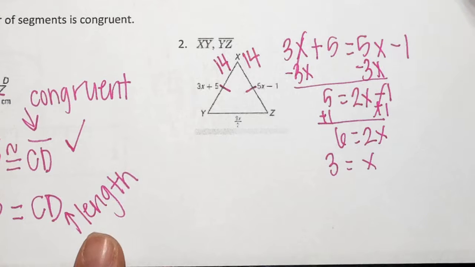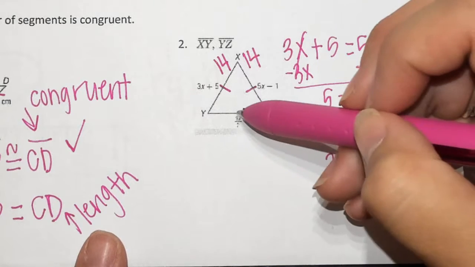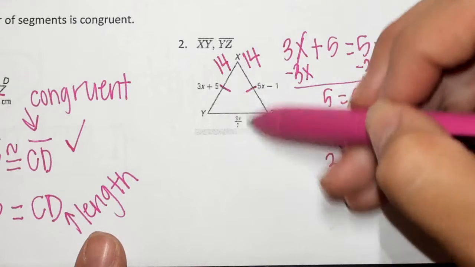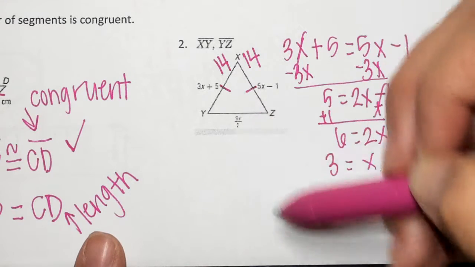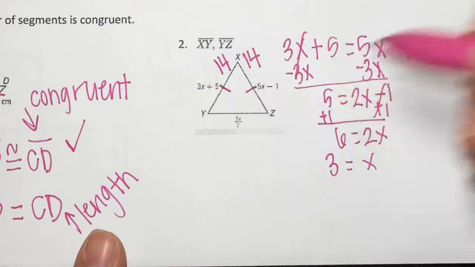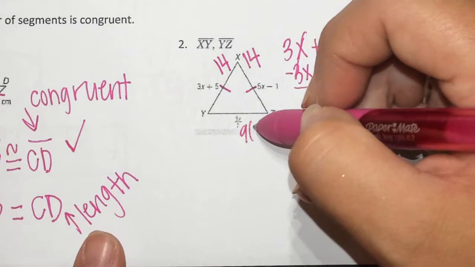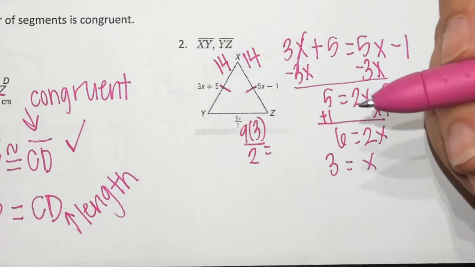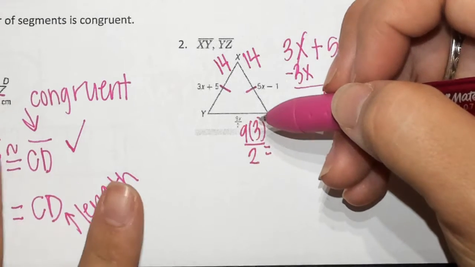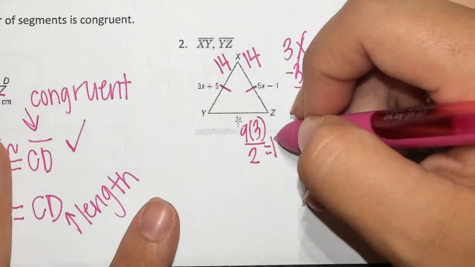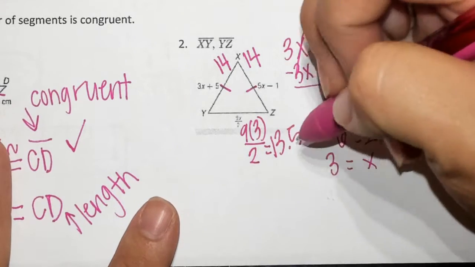Okay, still haven't answered my question. This is 9x divided by 2. I know it's kind of blurry. 9x divided by 2. So now let's plug in our x to YZ to see what that is equal to. Well, 9 times 3 divided by 2. 9 times 3 is 27. Divided by 2 is 13.5. Well, what's our answer?